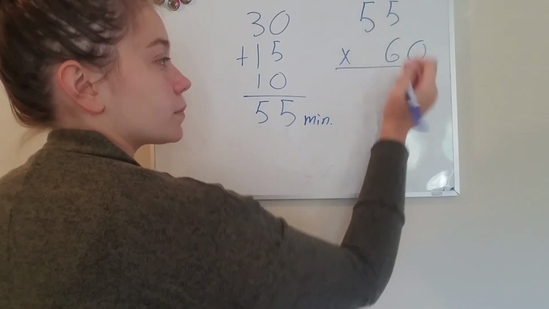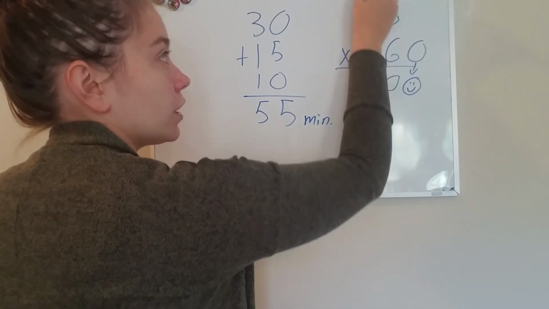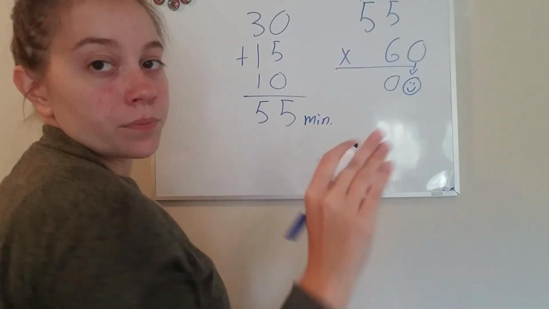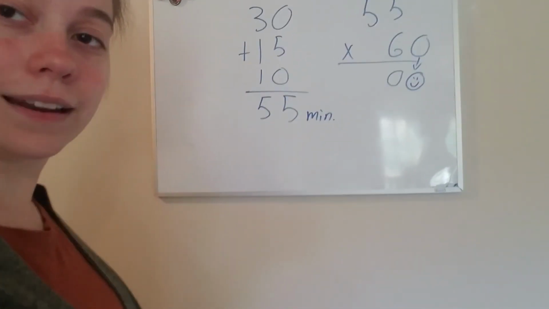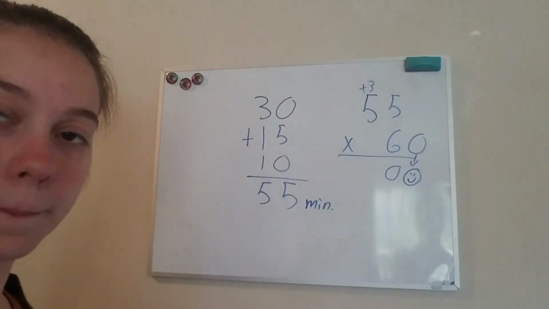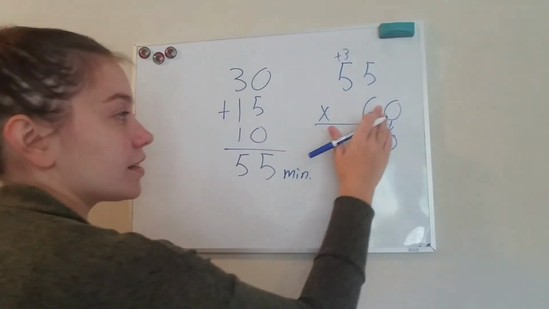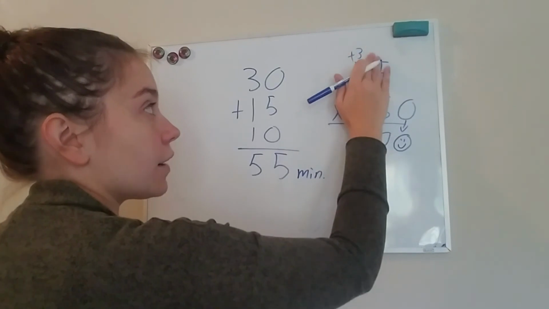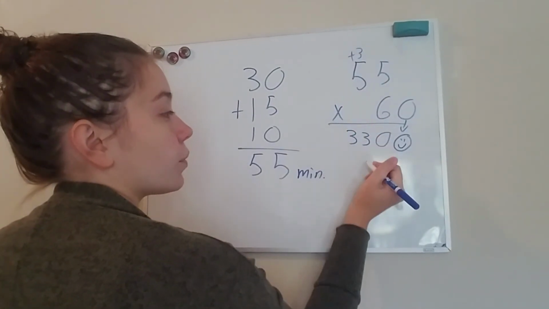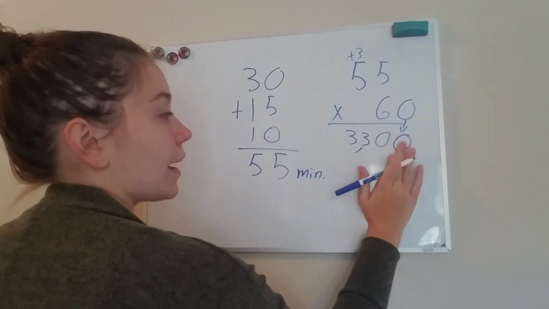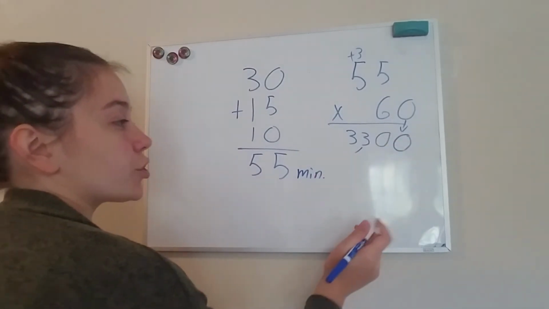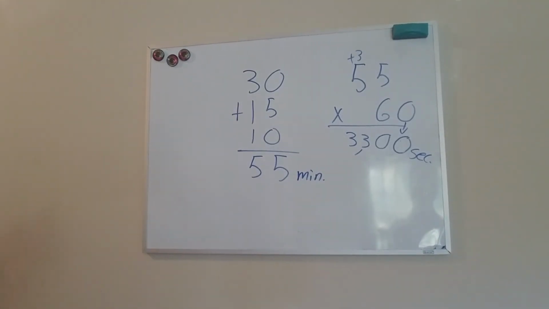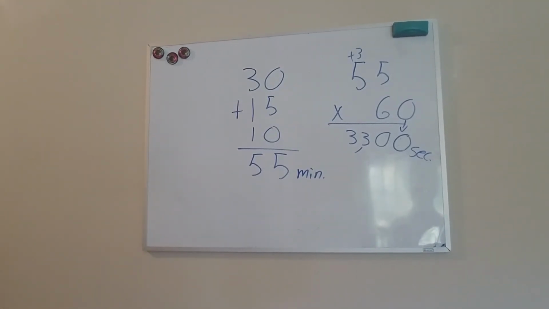So now 6 times 5 is 30. Carry your 3. 6 times 5 again is, oh no, you can't see my carry. Hold on. Awesome. 6 times 5 was 30. Now 6 times 5 again is 30, but we have to add our 3, so we have 33. So we actually have 3,300 seconds. Okay? So that's our answer for number 5, 3,300.